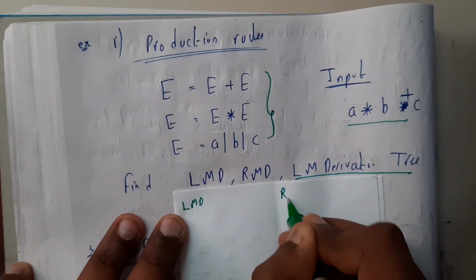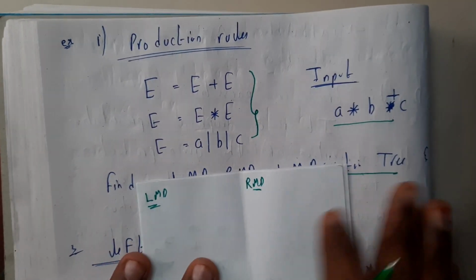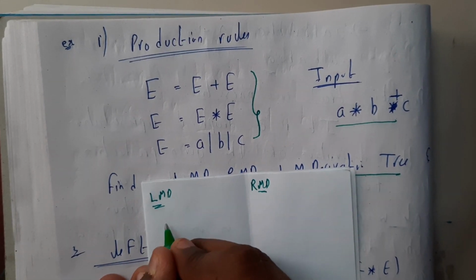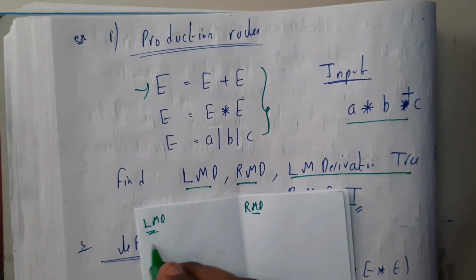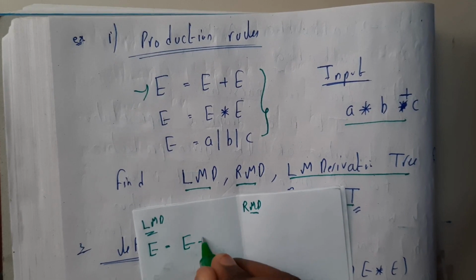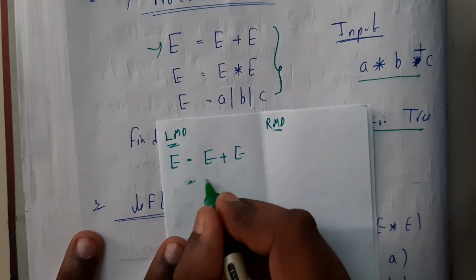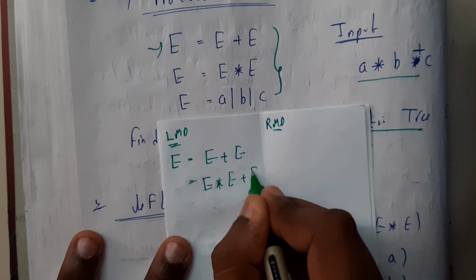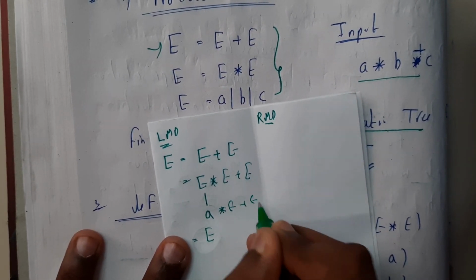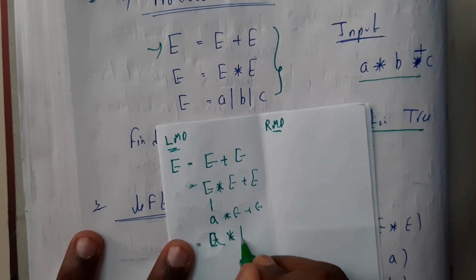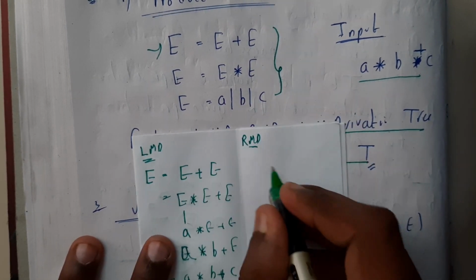LMD, RMD, so that you will understand, and I will also practice it once again. We need A into B. Observe that in both cases we'll take E plus E as the initial. So E is equal to E plus E. Initially this E should be replaced with multiplication, E into E, plus E, and this E will be replaced by A. In the next step, A into B plus E, and then A into B plus C. So we reached the final node in this way.